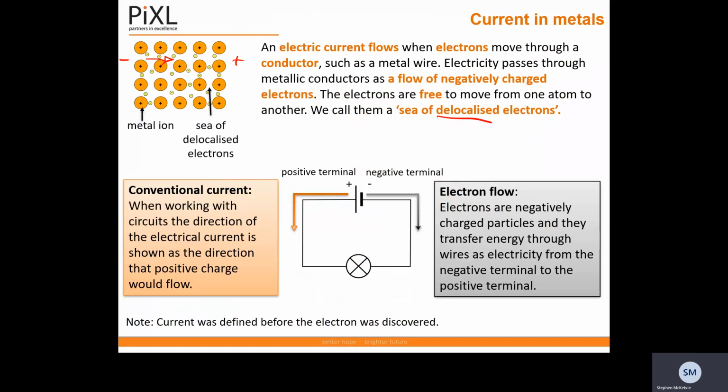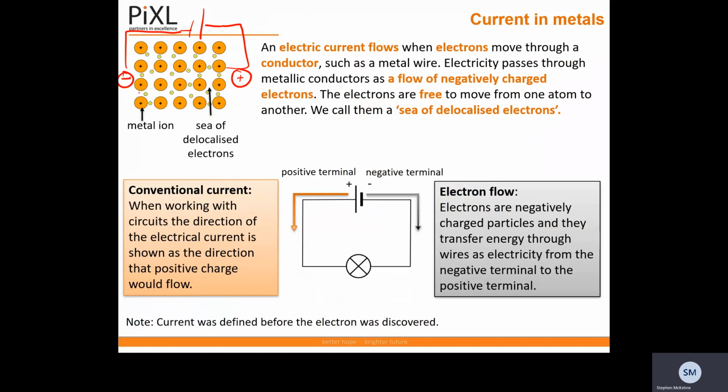An electric current flows when electrons move through a conductor. So if I was to add a negative potential on one side of this graph and a positive potential on the other side, so if we were joining our wires together, for example, and here was my positive terminal of my cell and here was my negative terminal of the cell, then this would induce a flow of current.